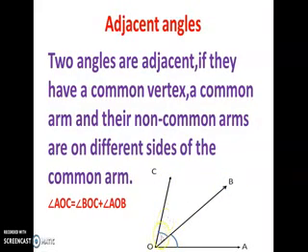Note that angle AOC and angle BOC are not adjacent angles. Why? Because their non-common arms OB and OA lie on the same side of the common arm OC.